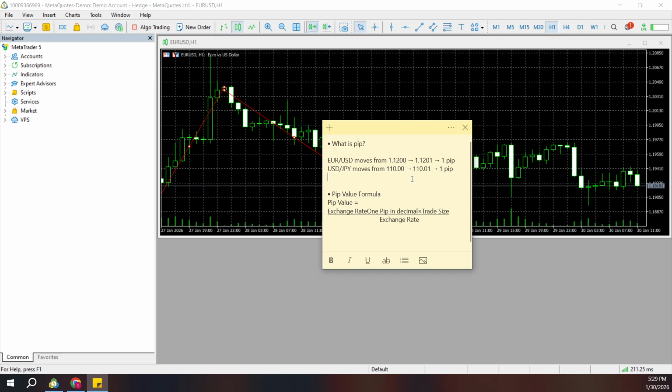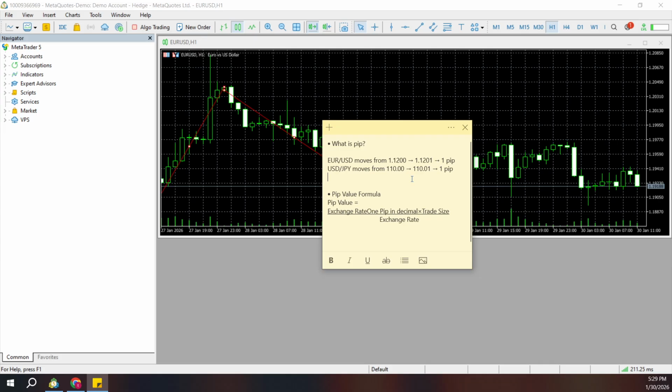Let's convert price movement into a simple formula you can remember. Pips equal the absolute price difference divided by the pip size. For most pairs, use 0.0001 as the pip size. For JPY pairs, use 0.01. So if EUR/USD moves 0.0023, that's 0.0023 divided by 0.0001, or 23 pips. If USD/JPY moves 0.17, that's 0.17 divided by 0.01, or 17 pips.